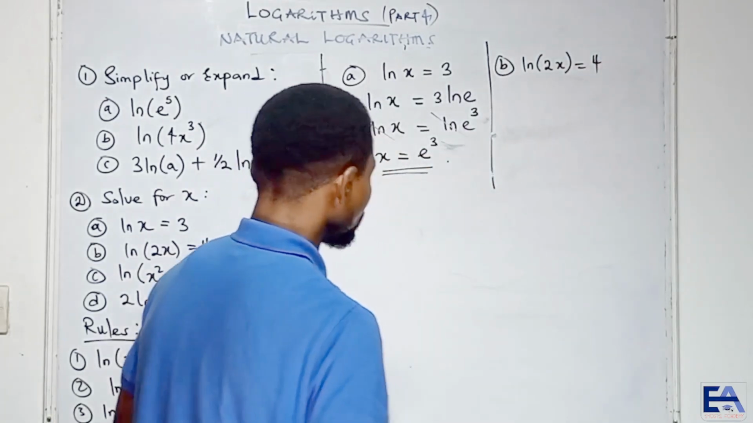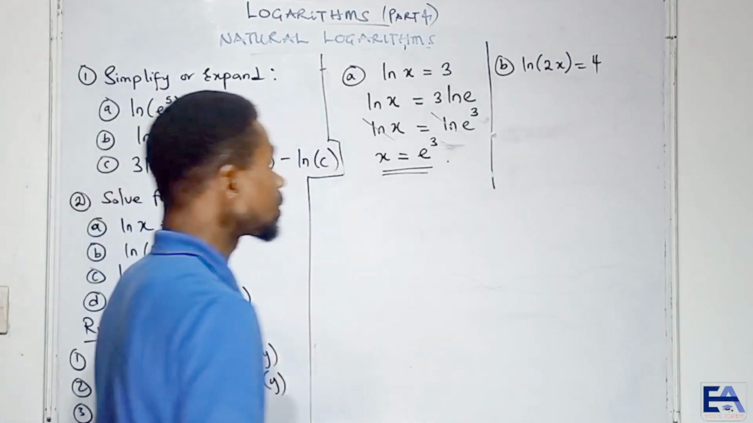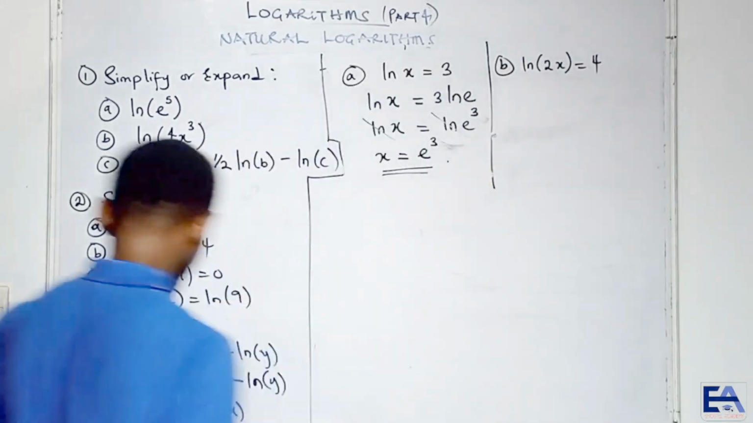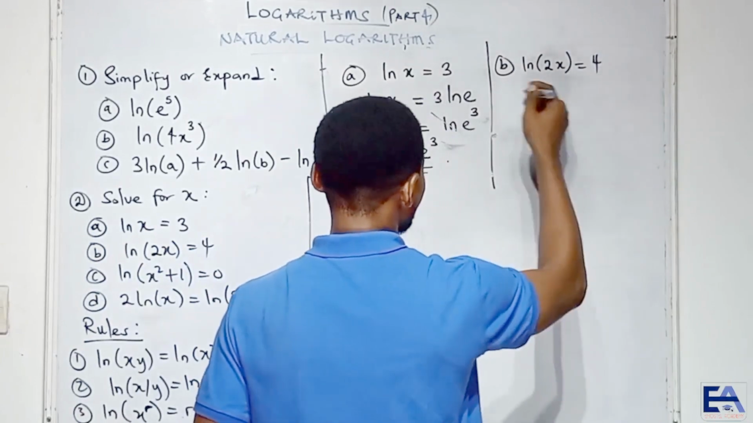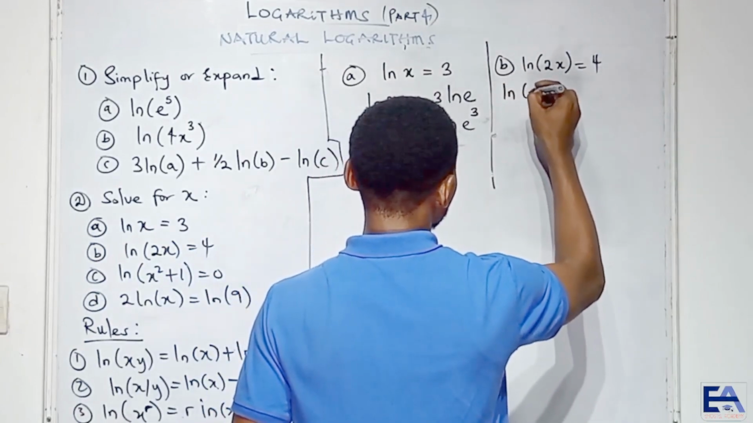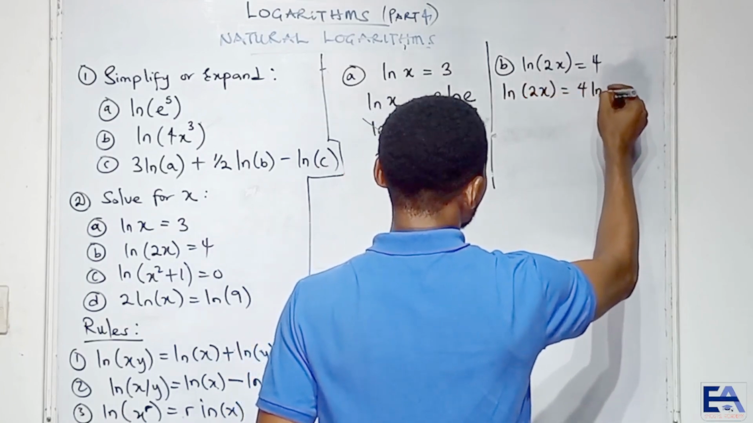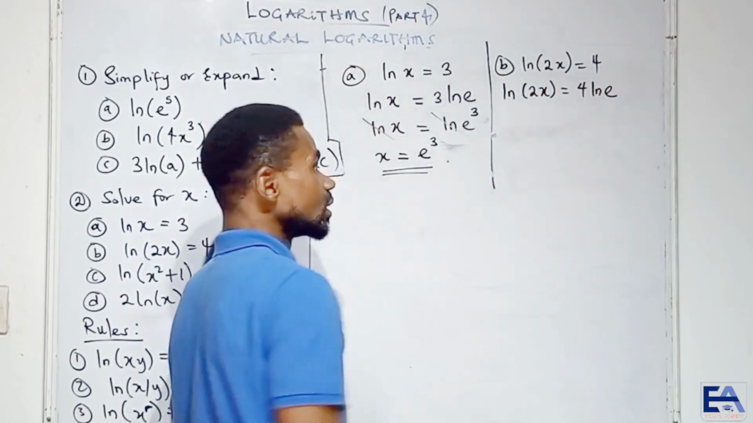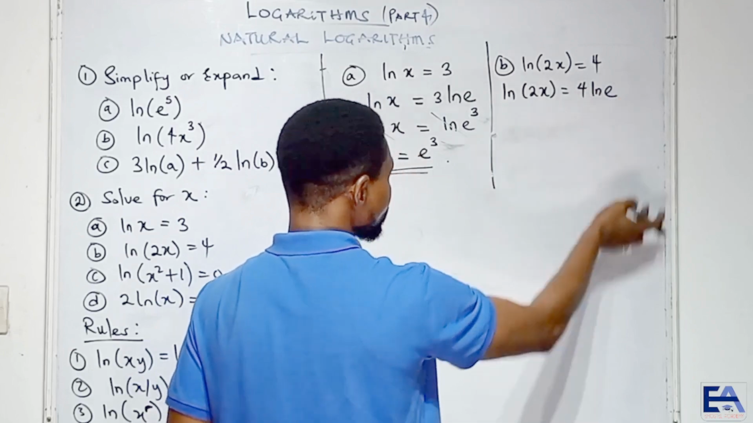So to solve this question, we may just want to put the ln on both sides by introducing, and then you remember the law that says ln e is equal to 1. So you can just try to put it on the other side by saying ln 2x is equal to 4 ln e. Since ln e is equal to 1.